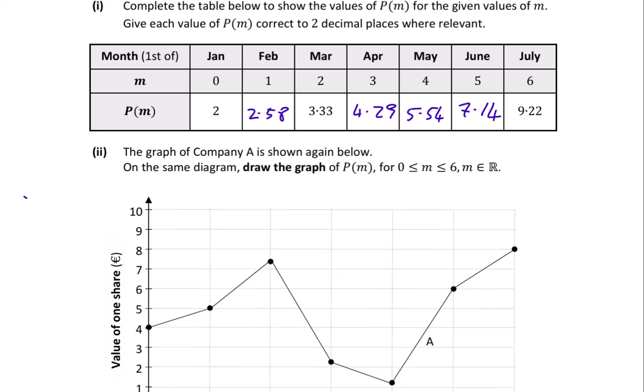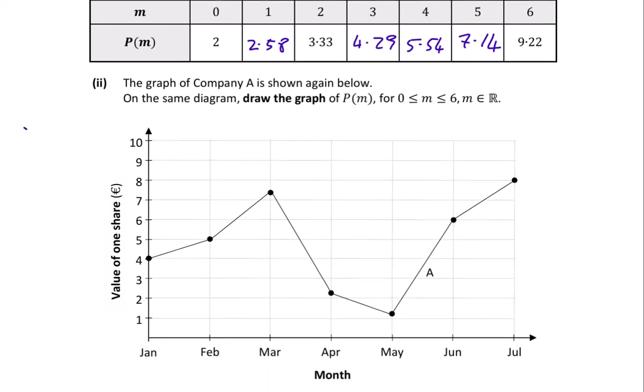Okay, so next question then. The graph of company A is shown below. On the same graph, draw the graph of P of M. So you just got to plot these points. So 0 is 2, so we're going to put a point here. 1 is 2.58, that's going to be somewhere around here. Let's see, 2 is 3.33, so 3.33 is, let's say, here.